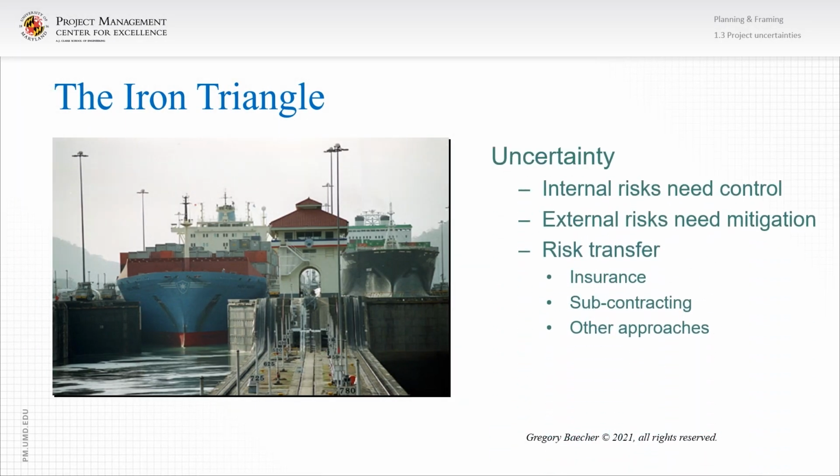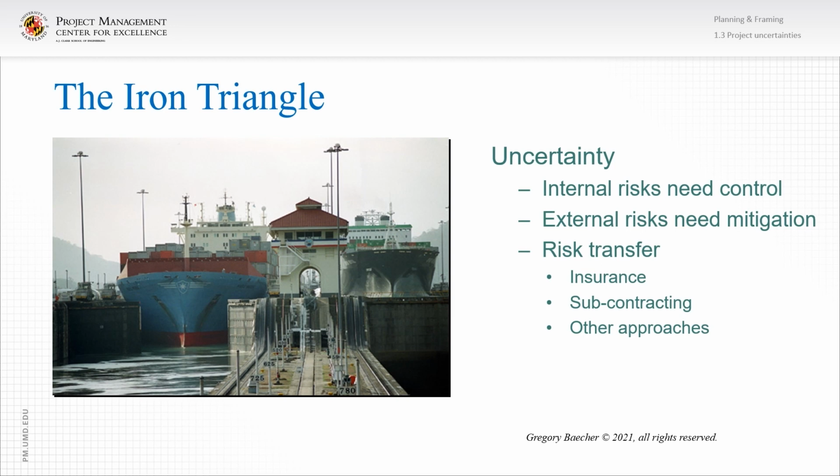Well, all of those axes in the iron triangle involve uncertainties, and that's the nature of project risk management: how to deal with those uncertainties, how to identify what they are, how to assess how important they are, and then how to manage or mitigate them. Internal risks, those which are under the control of the project manager, obviously need to be controlled, and we need to have plans for how they're controlled. External risks, those which are uncontrolled, need some scheme of mitigation. If we can't control them, we have to know what we're going to do if they start to happen.